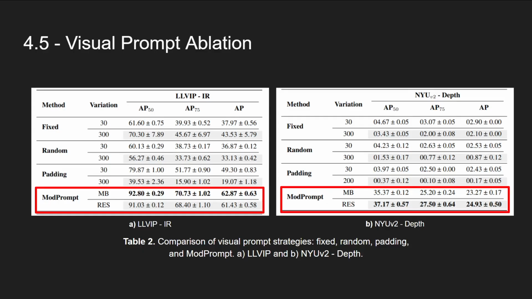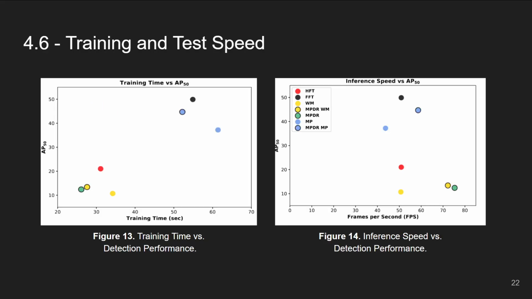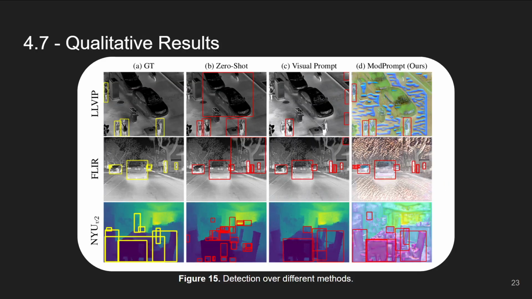Here we did ablations, comparing with different visual prompt strategies. And we show that our method is quite good in terms of the trade-off between training time, inference time, and detection performance. Here we can see some qualitative results showing our detection comparison with ModPrompt, visual prompt, and the zero-shot model.